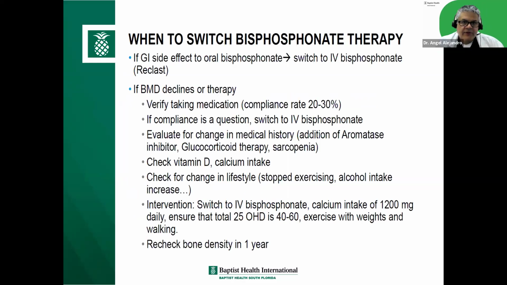When to switch bisphosphonate therapy, we get this consult a lot, right? Patient is on an oral bisphosphonate and their bone density continues to decline, then you want to go ahead and switch them to either denosumab or maybe even an anabolic agent. You always want to make sure that they're taking the medication. Let's say you have a patient on alendronate, and now they're going to start on aromatase inhibitor or steroids. In those patients, I would switch and give them something a little stronger like denosumab or anabolic therapy.